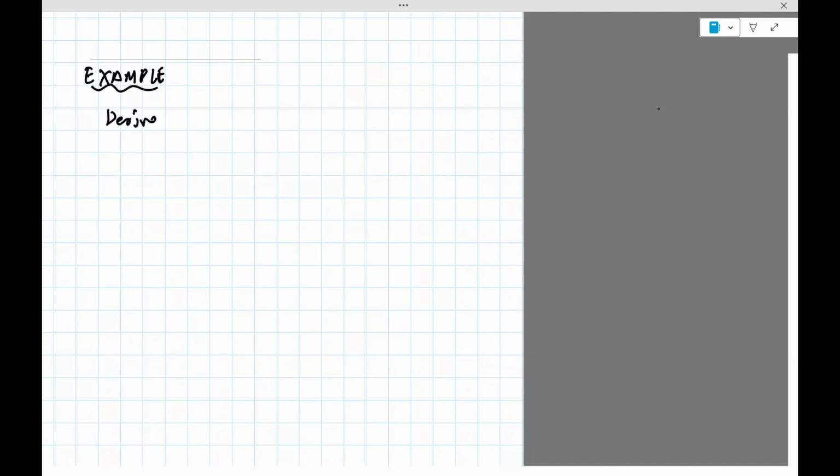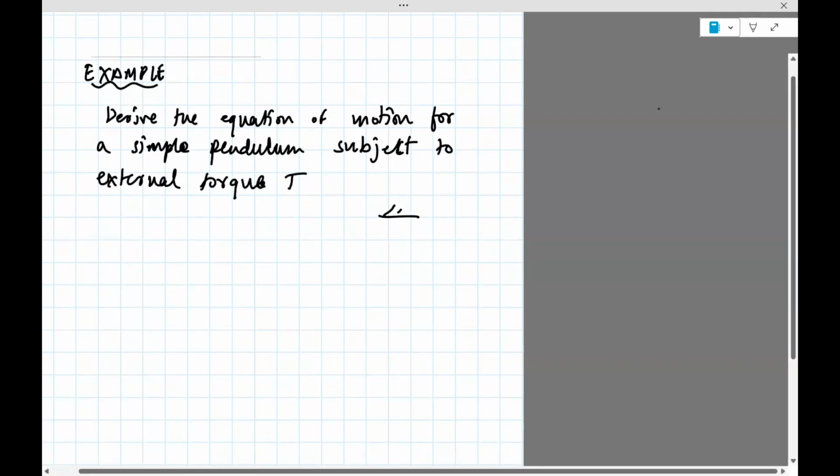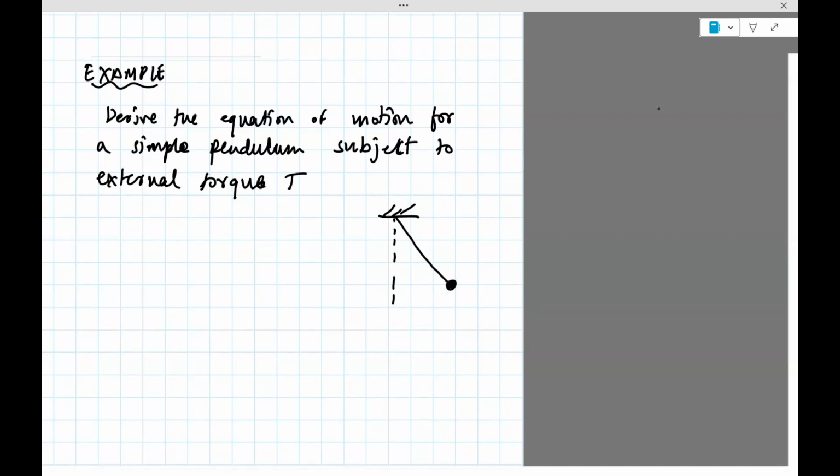Derive the equation of motion for a simple pendulum subject to an external torque T. Okay, so this is the caricature I have in mind: there's the pendulum.